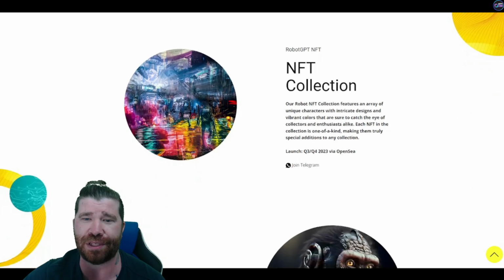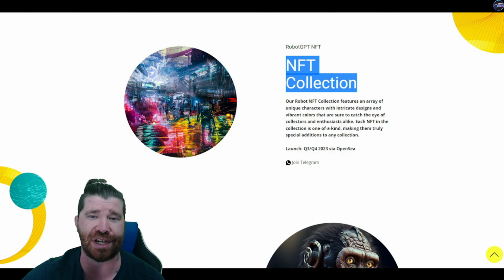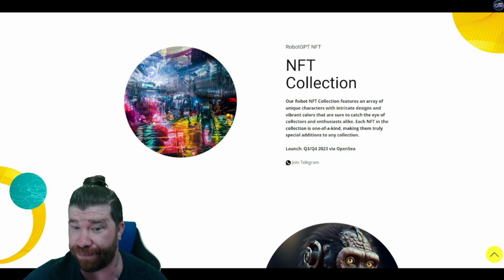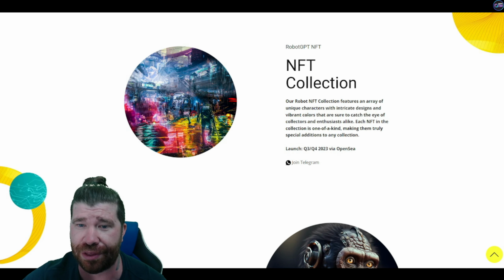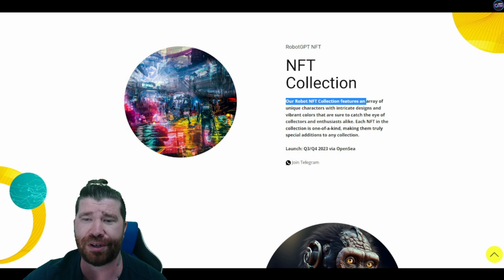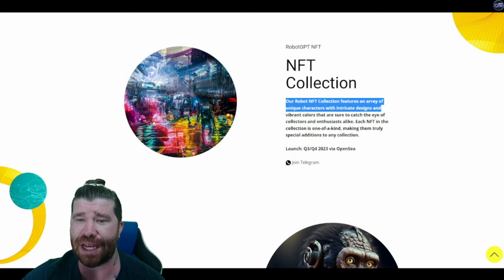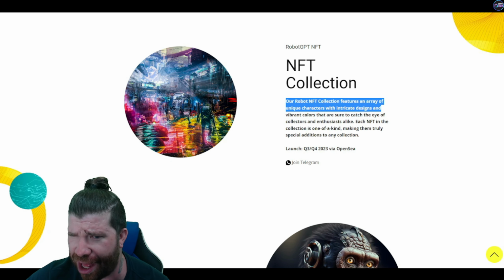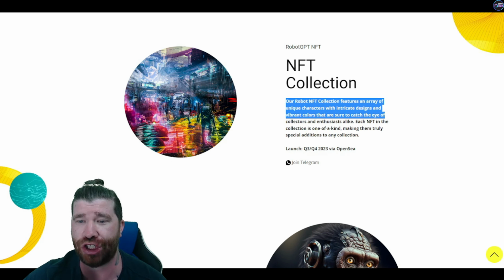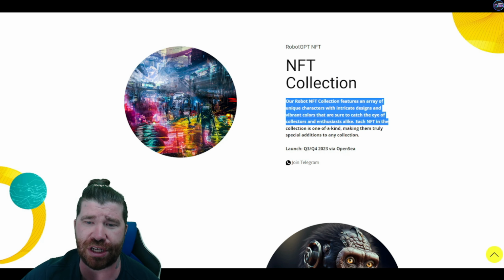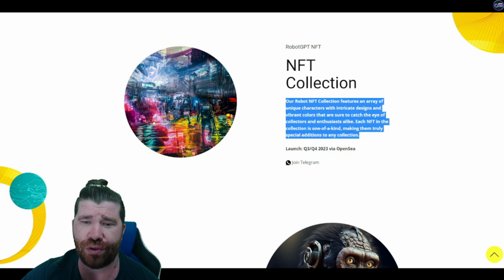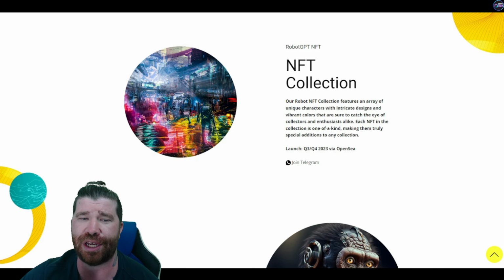If we take a look right here, you guys will see we got important details. They do have an NFT collection, which is going to be coming up soon, right? It's going to be launching Q3 and Q4. This is going to be done via OpenSea. So it does say right here that their collection features an array of unique characters with intricate designs and vibrant colors that are sure to catch the eye of collectors and enthusiasts alike. Each NFT in the collection is one of a kind, making them truly special additions to any collection.